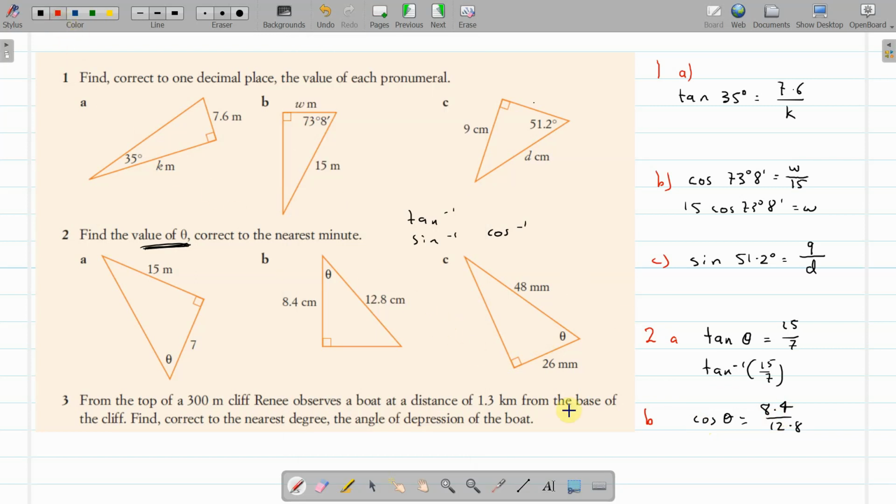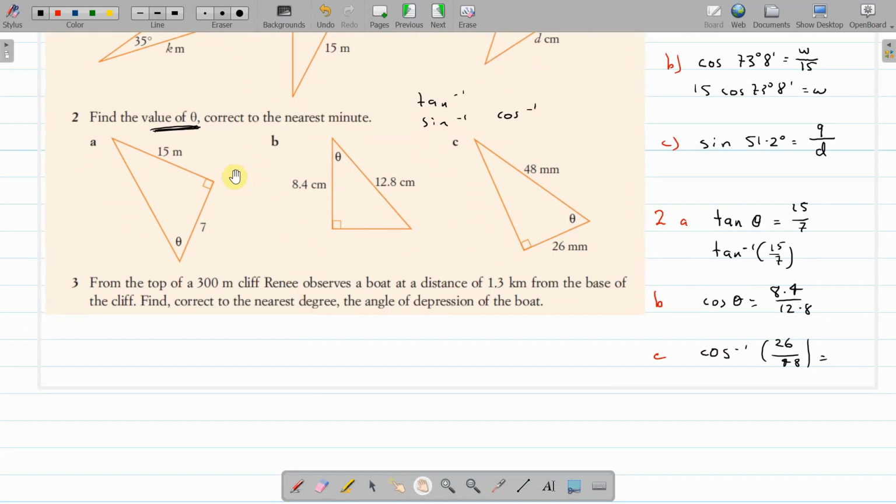Okay, part C. 2C. Again, finding the angle. And there's the opposite side, which is blank. We have adjacent side and the hypotenuse. That's cos again. Adjacent, hypotenuse. So you'd have to do this: shift and cos, adjacent over hypotenuse on a calculator.